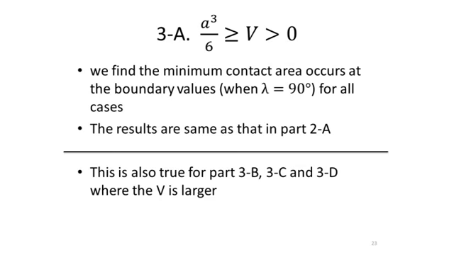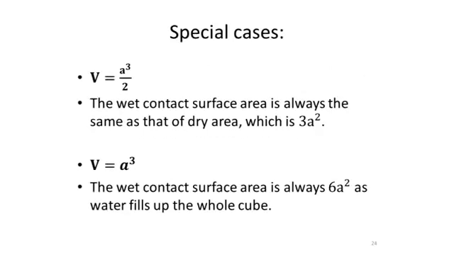In fact, we find the minimum contact area occur when lambda equals to 90 degrees for all subparts in part 3a. This is true for part 3b, c, and d as well for similar reasons. Finally, the results for two special cases, v equals to a cubed over 2 and v equals to a cubed, are 3a squared and 6a squared for all angle theta.